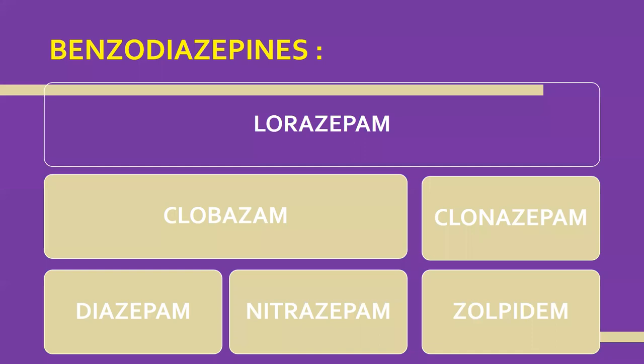So similarly, some other benzodiazepines are there which have adjunct anti-epileptic action, like clobazam. Clobazam is given in the dose of 10 to 20 milligram. Clonazepam, diazepam, nitrazepam, and zolpidem. Zolpidem is a very good drug given to combat for a good sleep.